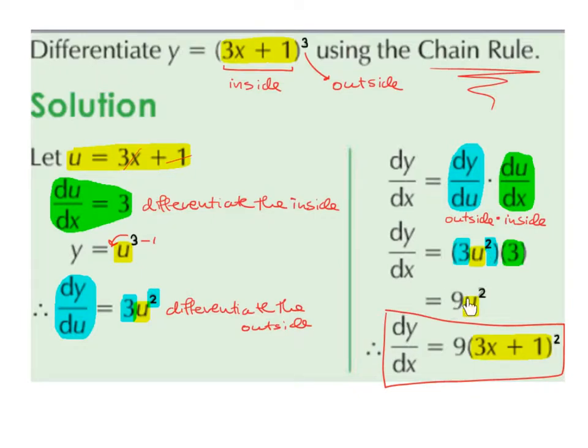And now we swap back the u for what we let u equal to, which was 3x plus 1. That's what's inside. So we swap that back for 3x plus 1. So dy/dx, the derivative of this, is 9 times (3x plus 1) squared.